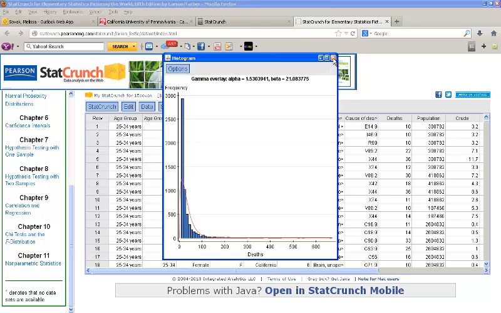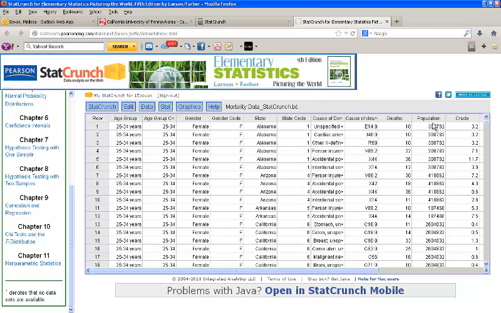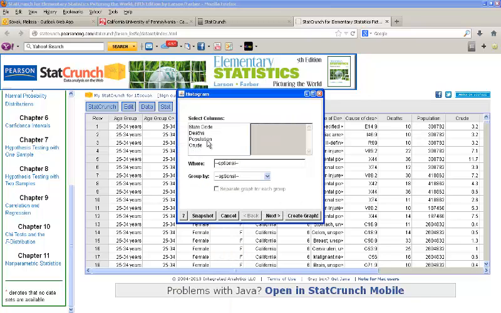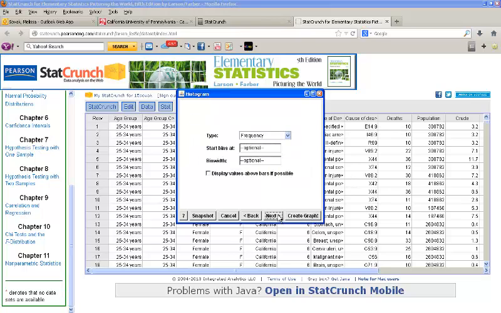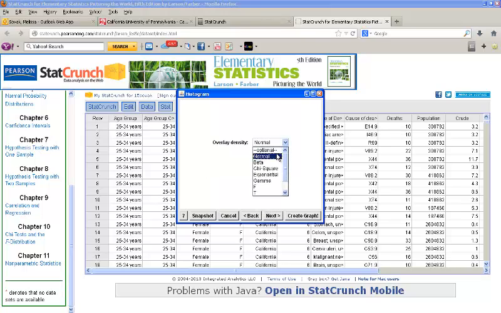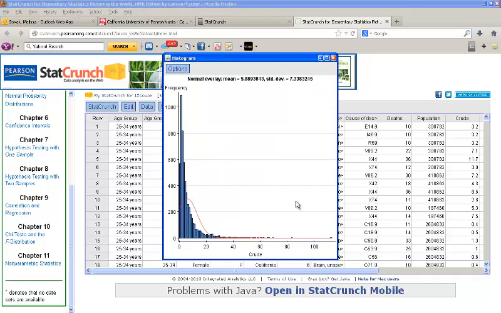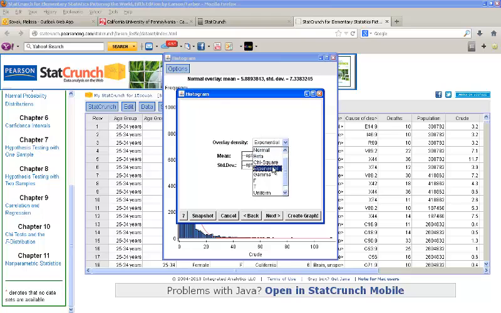Let's try to do the same thing with this crude percentage of deaths per population. Let's go into graphics and create a histogram of the crude percentage. Again, I'm going to start the bins at 0, and the bin width I'm going to make 1. And I'm going to go ahead and overlay a normal distribution on it. You can see again we've got a nicely skewed graph here. It does not fit the normal distribution at all. It's not symmetric or bell-shaped. And let's just go back and overlay an exponential and see if that doesn't fit better.